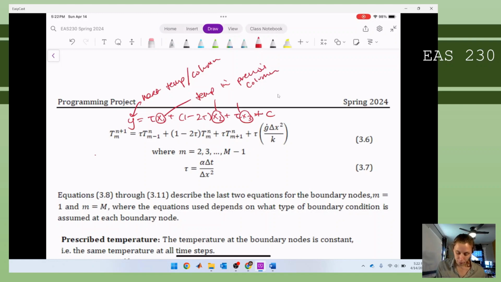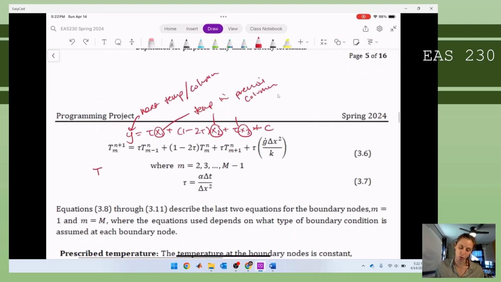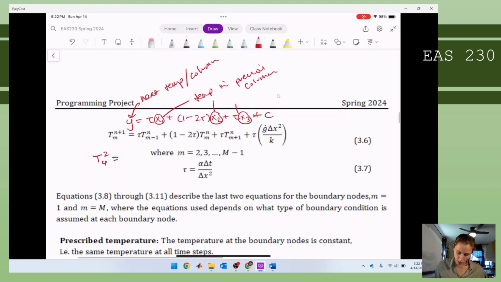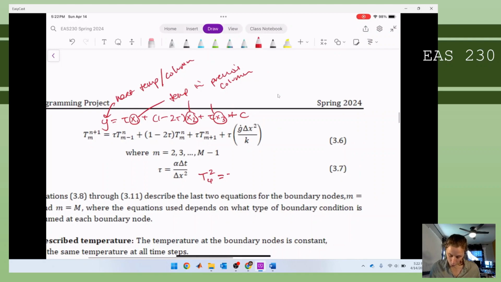So I'm saying T1, no, not T1. This is internal nodes, m equals 2 to 3 to M minus 1. So T4 at time point 2 equals tau times T3 at time point 1, plus 1 minus 2 tau times T4 at time point 1, plus tau times T5 at time point 1, plus C.